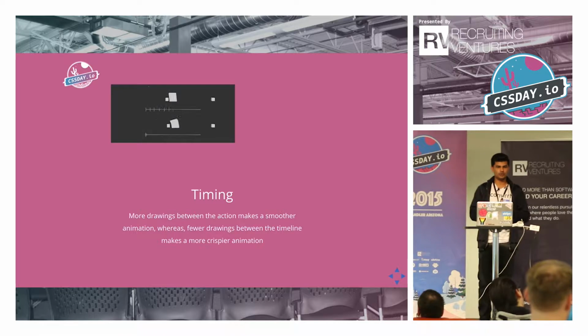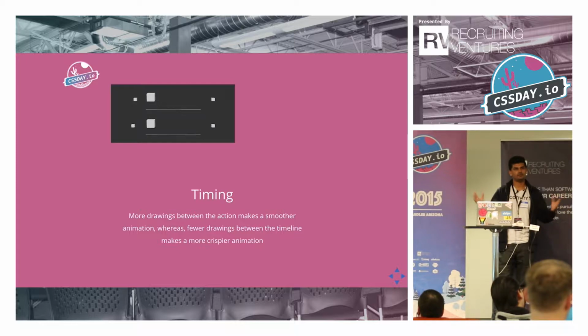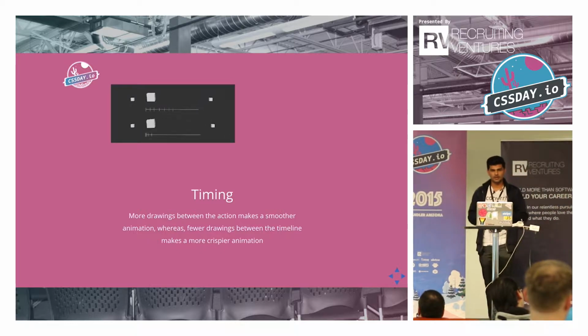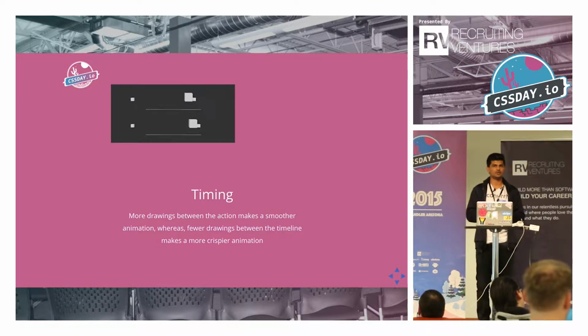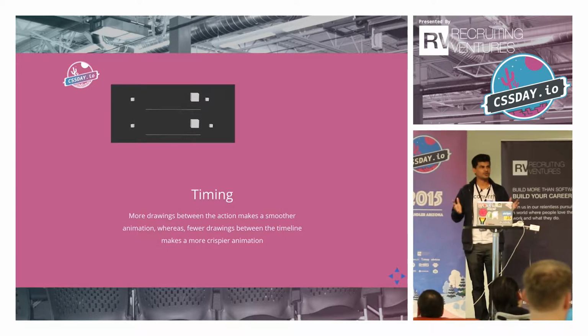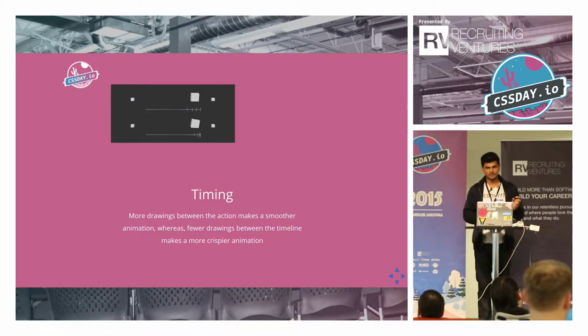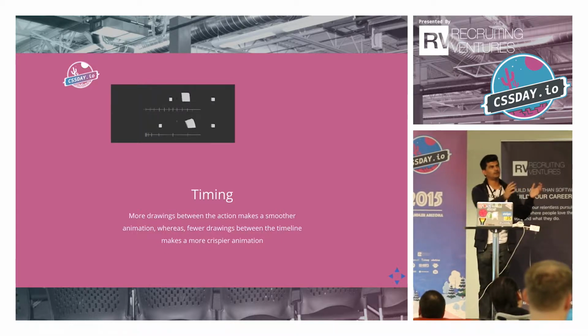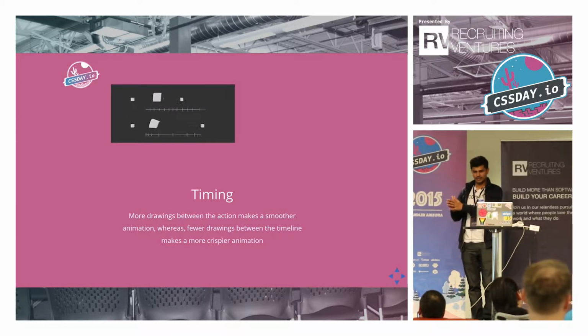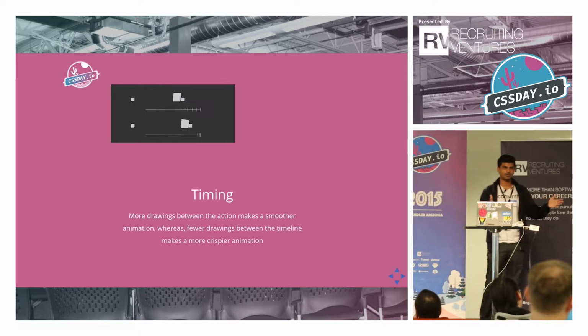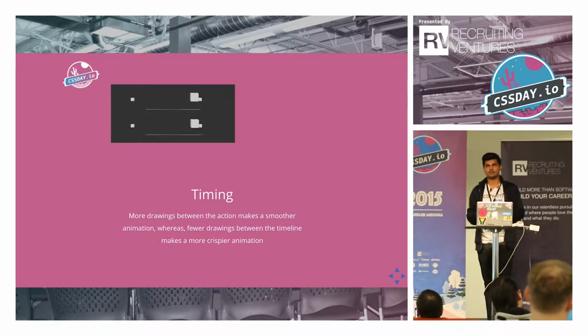For timing, I could not find a real actionable thing unless you use heavy JavaScript of some sort. Pretty much timing is one of the complicated pieces of animation that you can't really use much unless you're using Flash, of course. But the whole idea behind timing in animation is the more instances you use, the smoother your animation becomes, and the fewer instances of the image that you use, the crisper, the sharper your animation is.